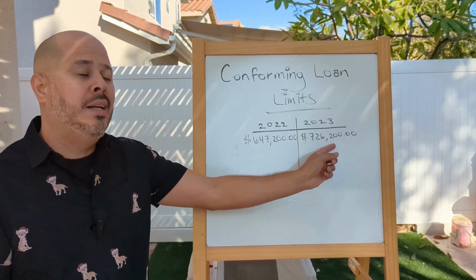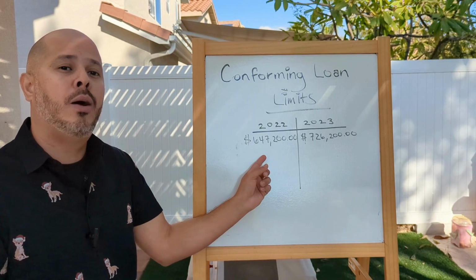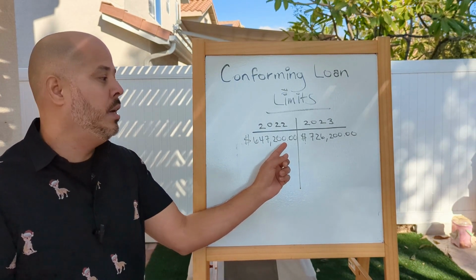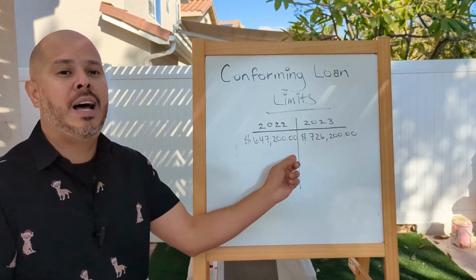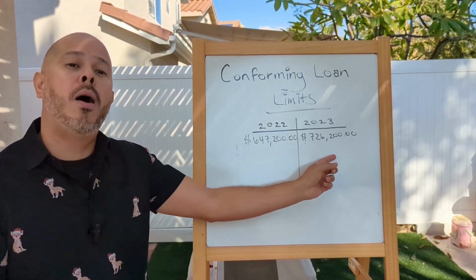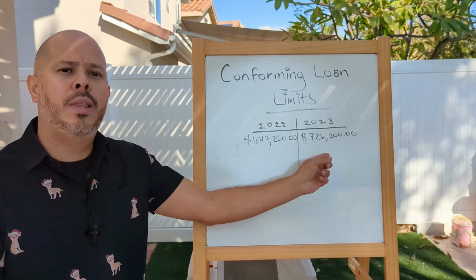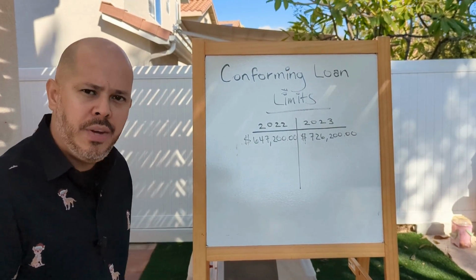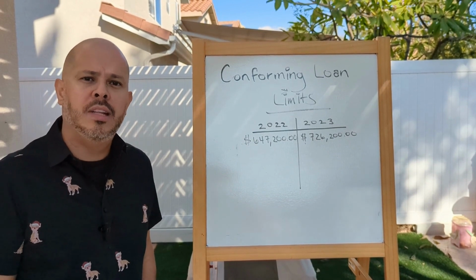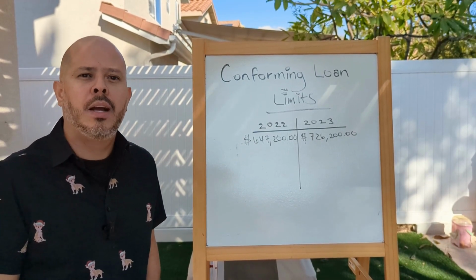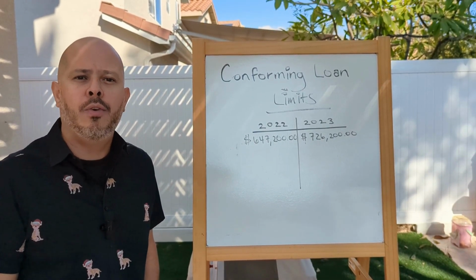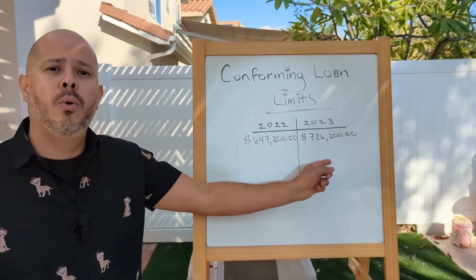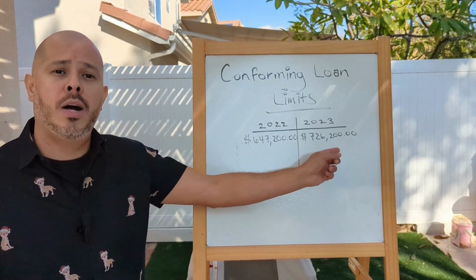$726,200, up $79,000 from 2022, which was $647,200. So there's a difference of about $79,000. So what that means is now you can borrow more with a conventional loan or FHA loan. So that's basically what that is. And like I said, every year the Fed comes out with this number, and obviously it goes up every year since the value of homes go up every year. So for 2023, our new loan limit is going to be $726,200.